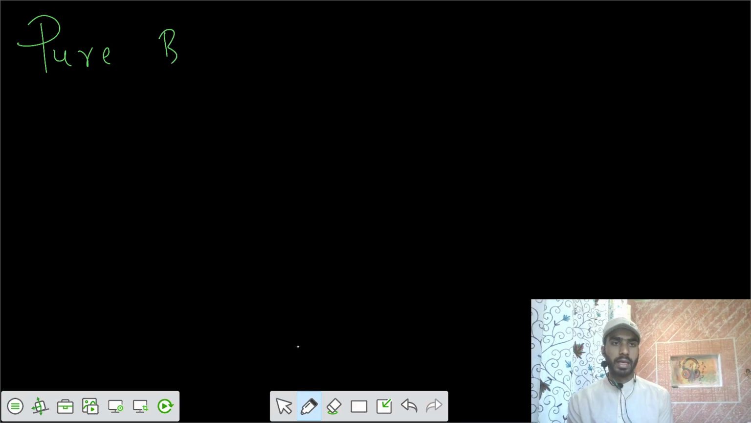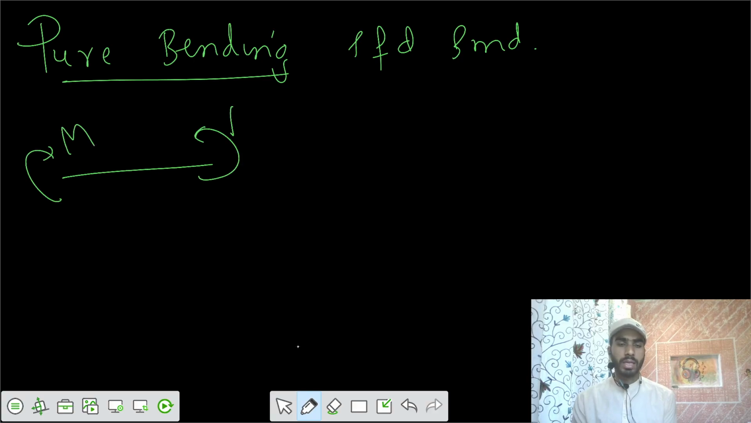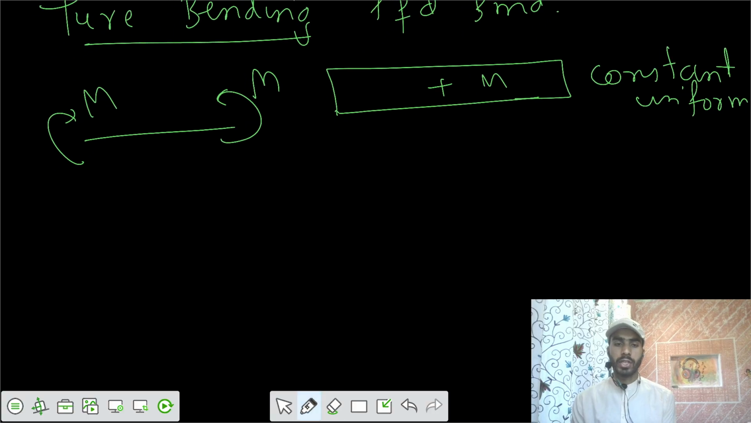This is pure bending. We have studied in the shear force diagram and bending moment diagram that you had a beam, you applied a bending moment M, and you draw a bending moment diagram that was positive, constant M. So the bending moment is uniform or constant throughout the length. So we can say this is pure bending. If you draw the shear force diagram, it is 0.